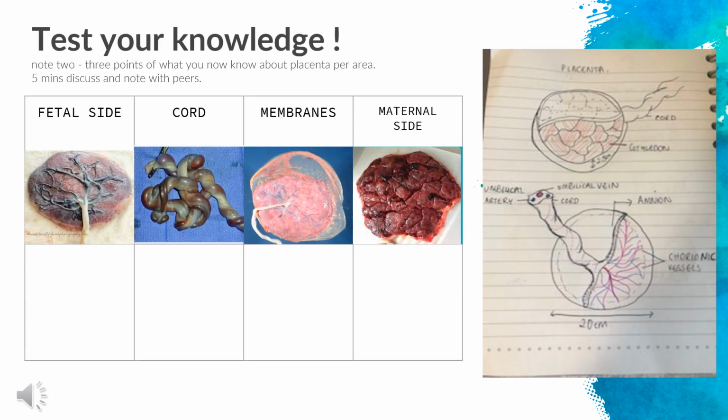To test your knowledge a little bit more, I would like you in groups or in pairs. I'm happy for all of you to do either. Just note down 2 to 3 points about what you know about the placenta per area. So I have drawn a little diagram of a placenta just as a hint, but I want you to give me a little bit more. I'll give you about 5 to 10 minutes to discuss this, and we will come back together.